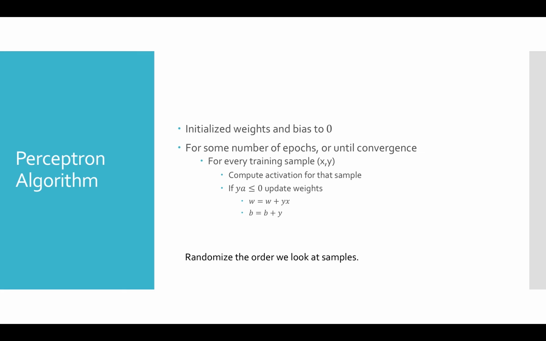I would recommend that you work through the opposite case, that is when the label is positive and the activation is negative. This is the whole algorithm, okay? We want to randomize the order in which we look at samples when we run this algorithm.